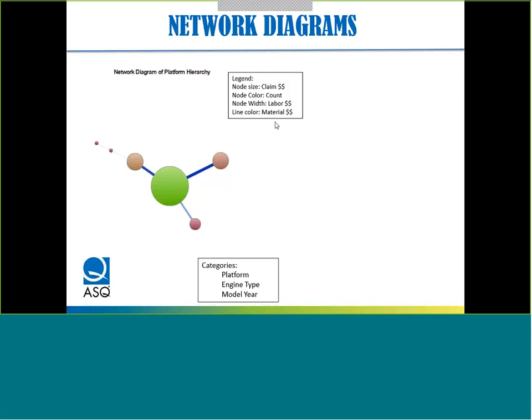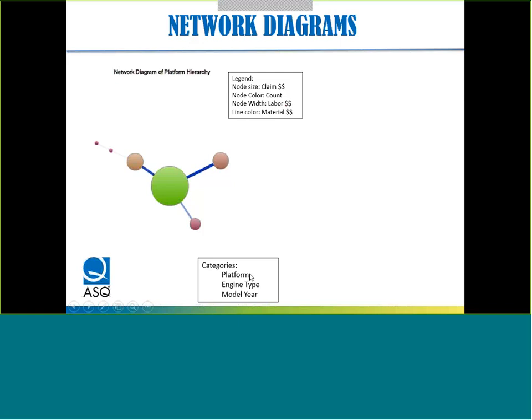Well, in a data warehouse, you have a lot of that variety of data. So in this one, we did have the claim amount, we had the number of claims, we had the labor cost and the material cost. So we have the size of the node is the claim, the color's the count, and then the width and the color of the line has to do with labor and materials.